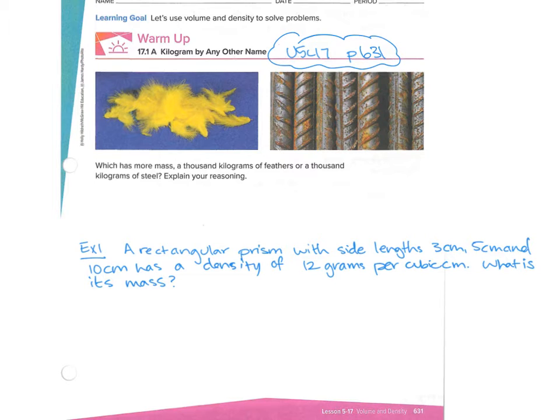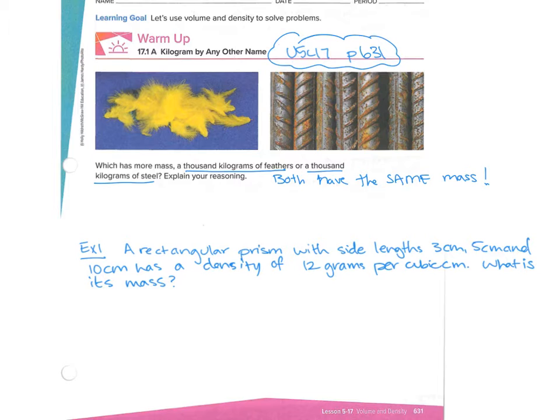It says, which has more mass, 1,000 kilograms of feathers or 1,000 kilograms of steel? Think about that for a moment. Which one has more mass? Hopefully you were thinking, well, they both have the same mass. They both are 1,000 kilograms. They both weigh 1,000 kilograms.